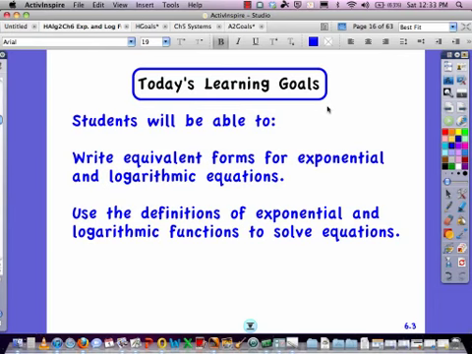Today, section 6.3, we want to be able to write equivalent forms of exponential and logarithmic equations, be able to go back and forth. If I give you exponential, you give me logarithmic. If I give you logarithmic, you should be able to give me exponential. And then use some of our properties to help us solve equations and the definitions of just writing logarithmic and exponential equations. So let's get started.